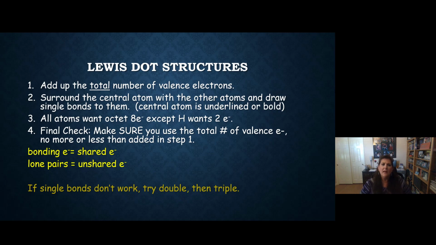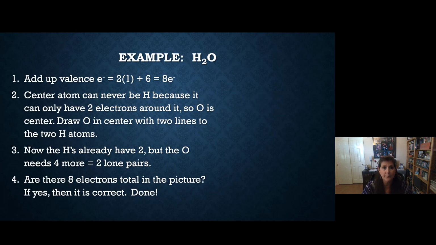Now, here's a hint. If you try single bonds and that doesn't work, then you need to start doubling. 1 double bond at a time. Don't double everything, just 1 double bond. See if that works. If double bonds don't work, try triple bonds. Okay, so let's look at a couple of examples, and then I'm going to send you to some videos where I'm working out by hand some Lewis dot structures. You need to watch those videos.